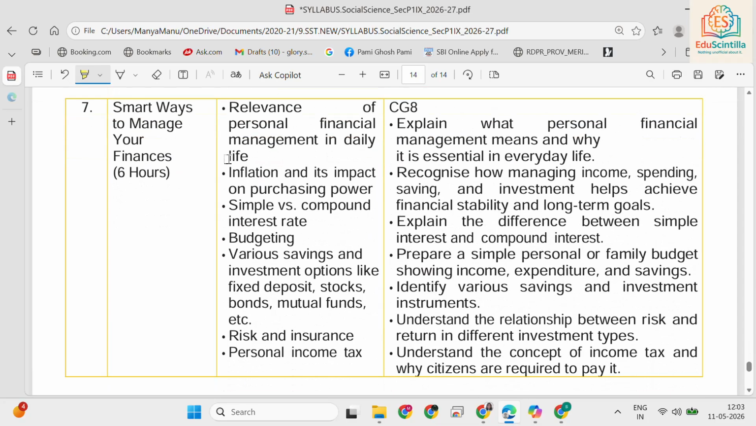So next, the last theme of part 2 is smart ways to manage your finance. Time allocated is 6 hours. Relevance of personal finance management in daily life, inflation and its impact on purchasing power, simple and compound interest rate, budgeting, various savings and investment options like fixed deposit, stocks, bonds, mutual funds.